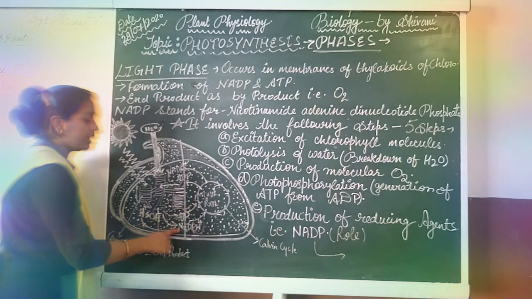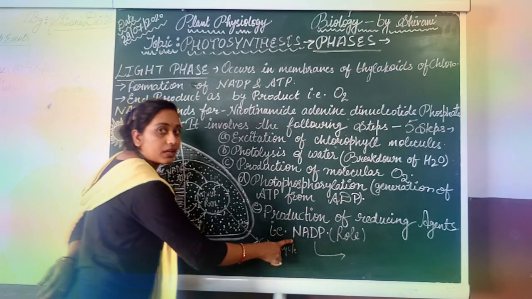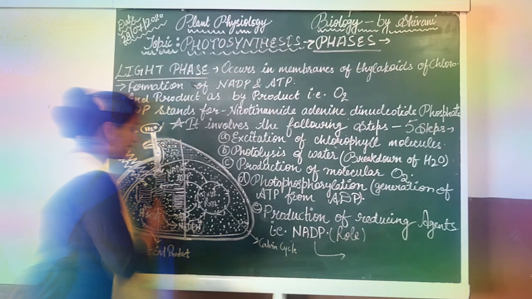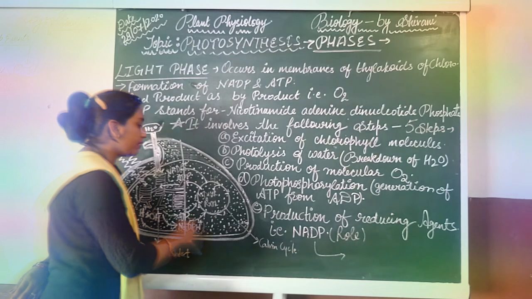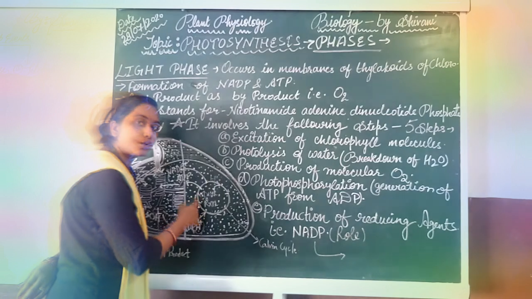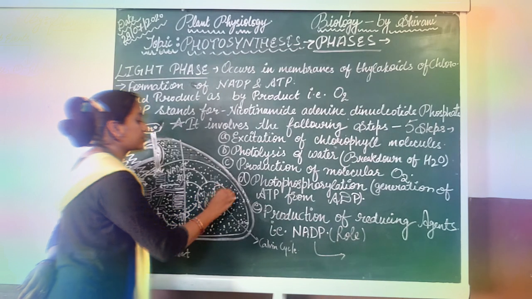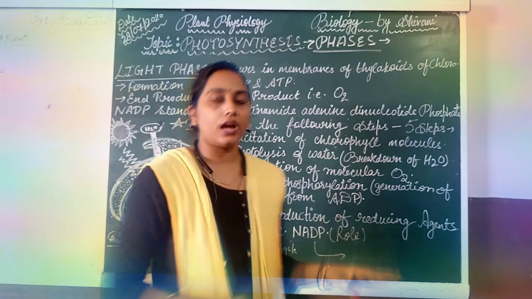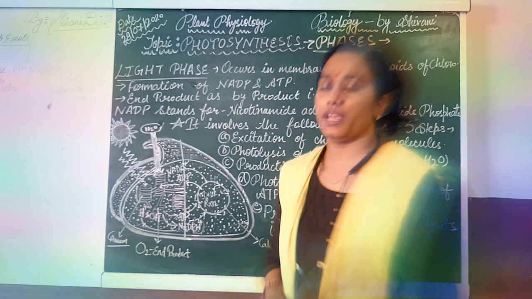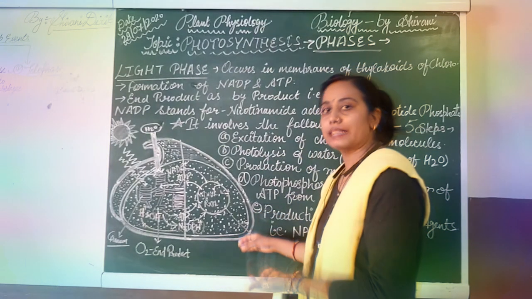We can say NADP is the reducing agent of the light reaction, but it plays an important role as the carrier of hydrogen for the dark reaction, because the hydrogen ion is important for the dark reaction in the stroma. So that is the theory of the light dependent phase, which is also called Hill's reaction.